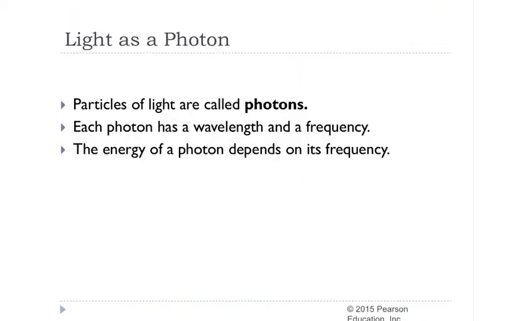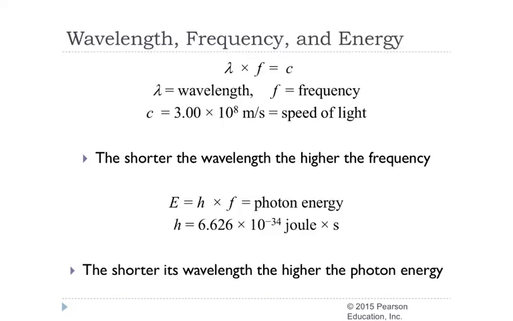So individual particles of light are called photons, and they also have wavelength and frequency, and the energy and frequency are dependent on one another, so they're related. So as one goes up, so does the other. So for the more mathematically inclined, here are a few relationships between wavelength, frequency, and energy. But in short, the shorter the wavelength, the higher the frequency, and same for these photons. The shorter its wavelength, the higher the photon energy.